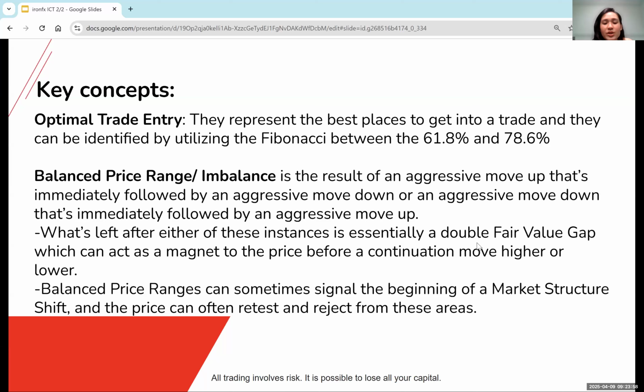Again, how you use this: you can use it as support and resistance. You can use it as order flow confirmation. If price rejects after rebalancing, then it's a good sign that the trend is continuing.